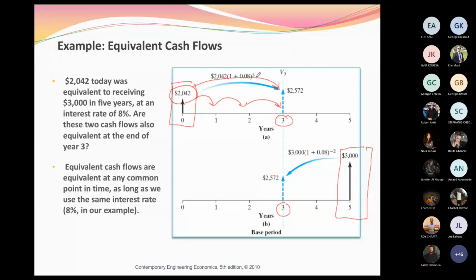I have $2,572. Let's check the value of the $3,000, which is at end of year 5, at end of year 3. I need to discount it 2 times. Discounting 2 times means multiplying by (1 plus i) to the minus 2. 2,572. I should not be surprised. Two cash flows that are economically equivalent will be economically equivalent at any common point in time, as long as we have the same interest rate. Clear?